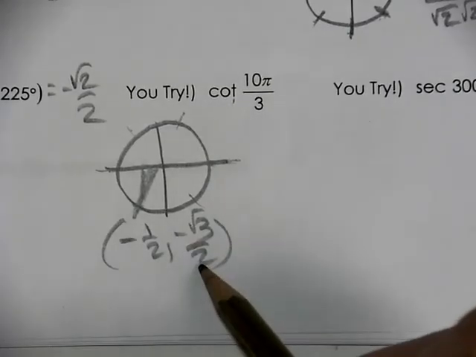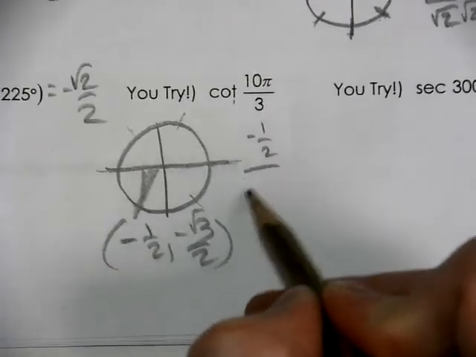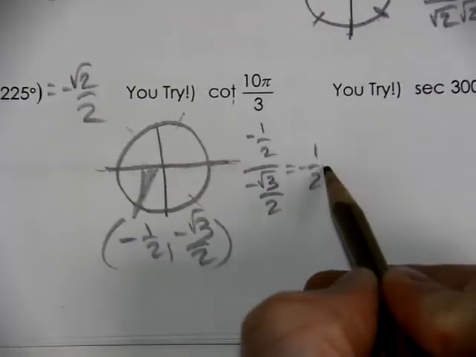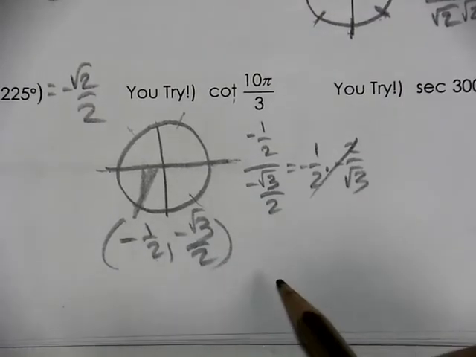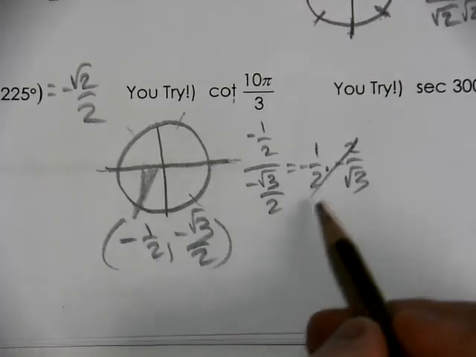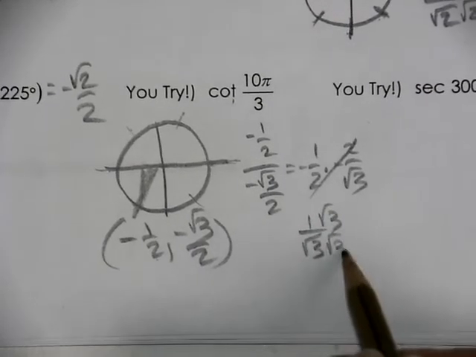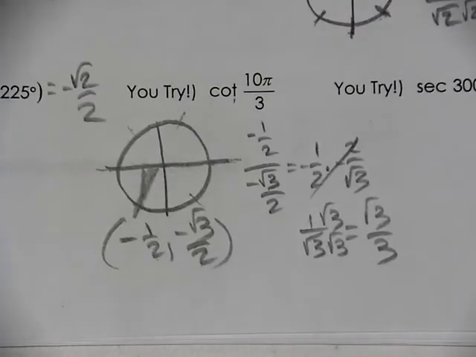Cotangent is the reciprocal of tangent, so it's not sine over cosine, it's cosine over sine. Which is going to give us 1 over root 3. We have to rationalize that denominator, and we get root 3 over 3.